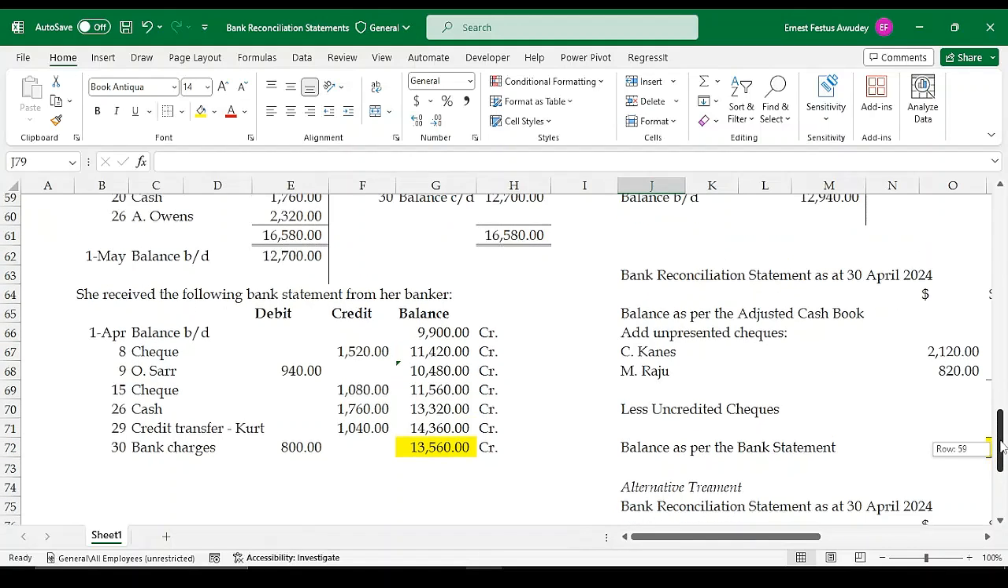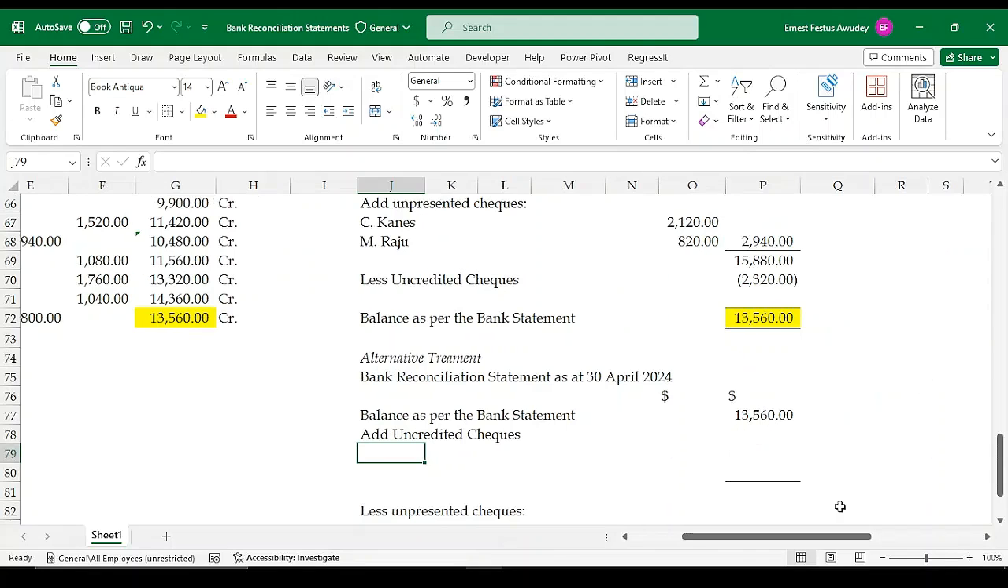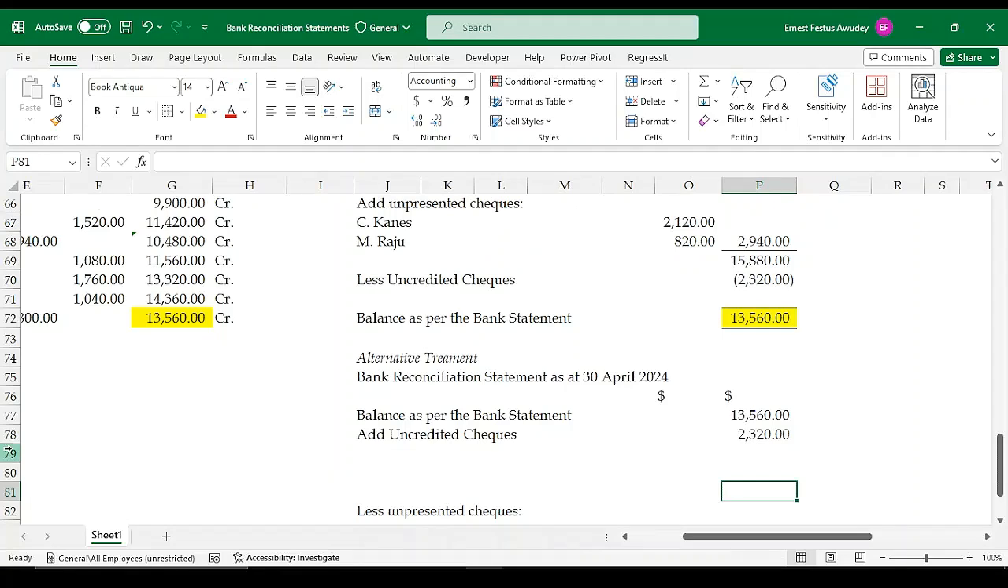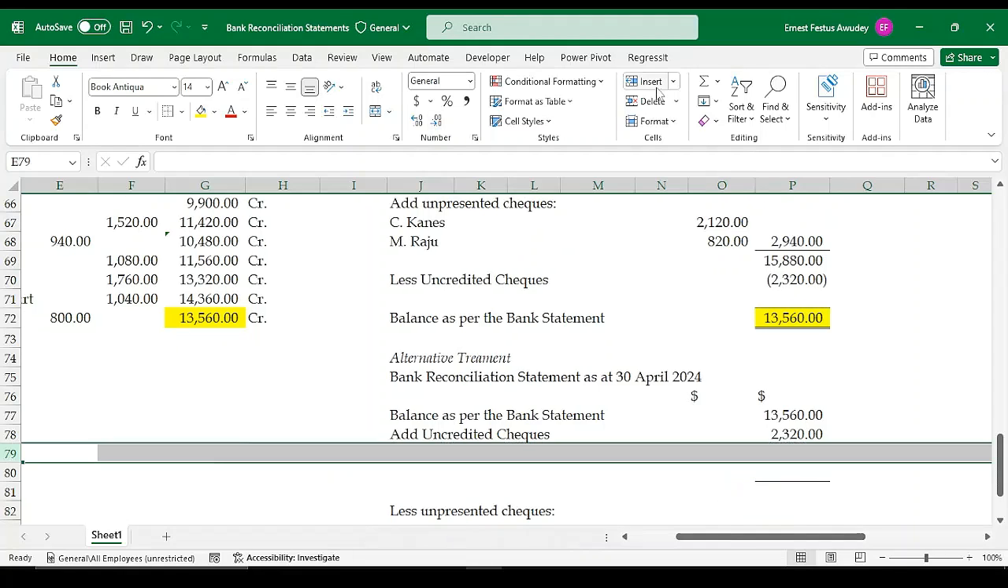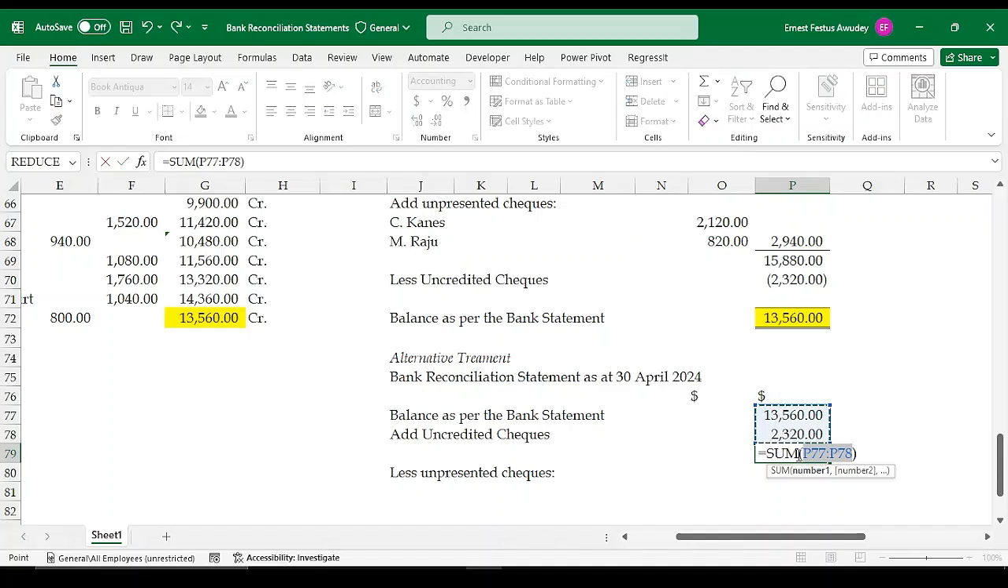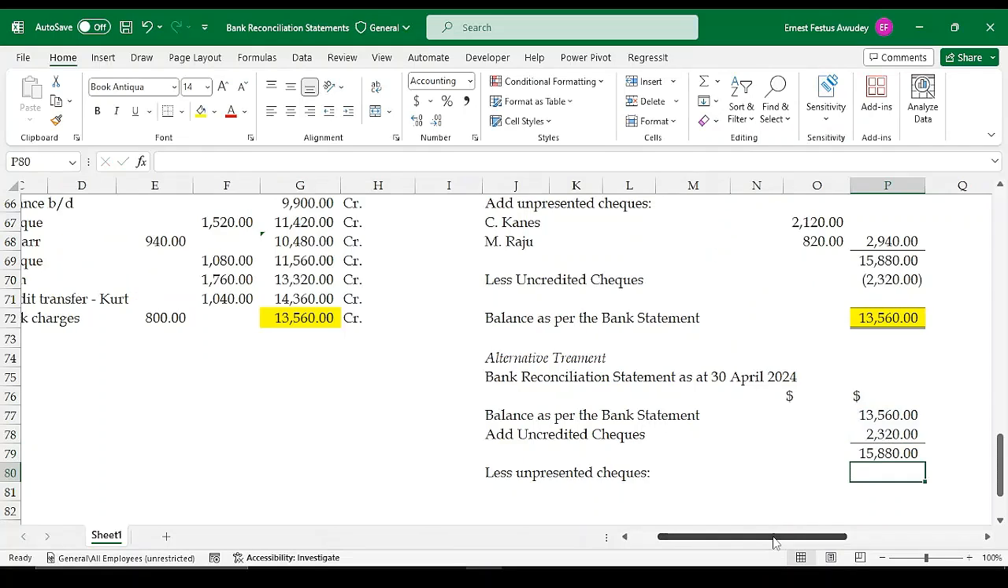From our cash book, we identify it as A Owens. So I can just come here, equals, and link this particular figure here. But this is not supposed to be a negative figure, so I can put a minus against it to turn it into a positive figure. And that is going to give me a total here. Let me delete the excess space and also delete another one. Okay, so let me input my bottom border there. Great. So I can add these together. So I have alt equals and add those together. And that is giving me the same 15880.